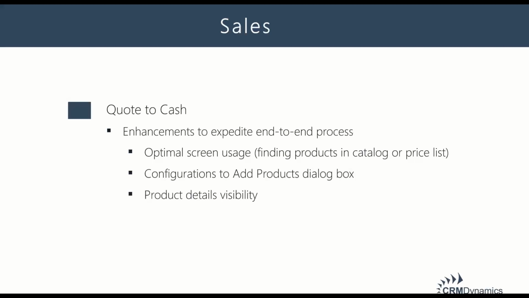Now, the enhancements are to expedite the end-to-end quoting process. So this includes changes to screen usage, making it more optimal for finding the products in your catalog or price lists. There's more configuration allowed to the Add Products dialog box, and this is to customize what information about the product line needs to be provided. There's also more product details visibility. So before you even have to select the product to add, being able to see more details on that item, which no doubt will improve the user experience.